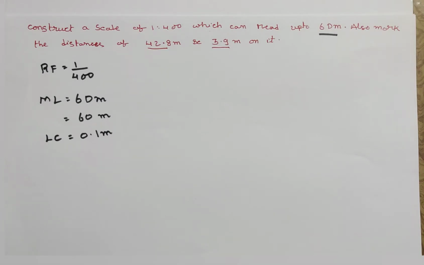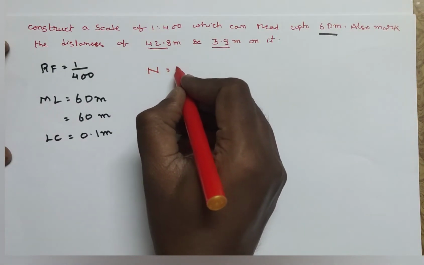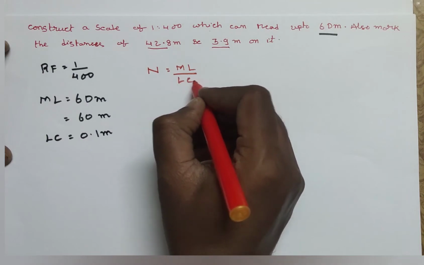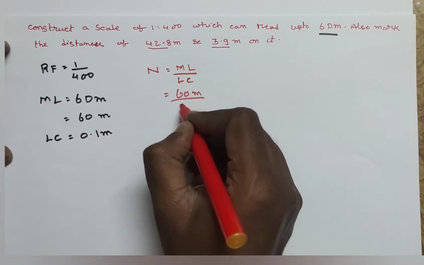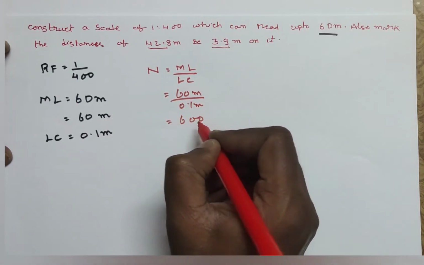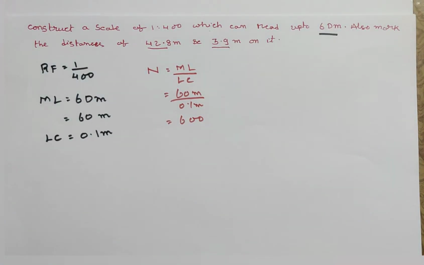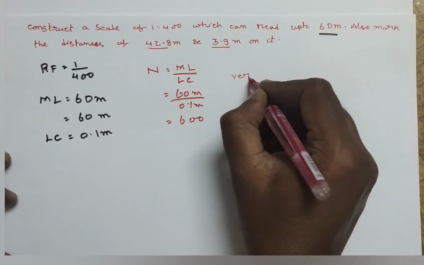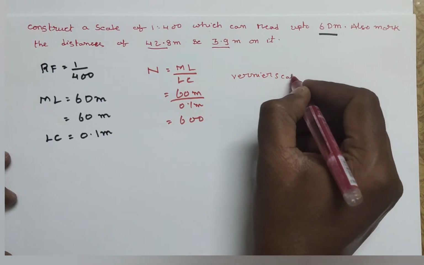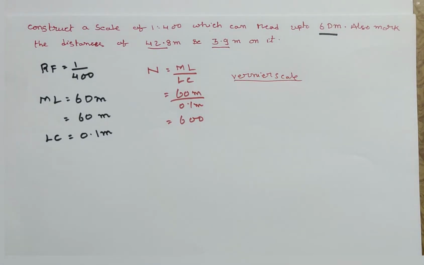So for that, let us consider capital N. So what is capital N? Maximum length by least count, that is equal to 60 meters divided by 0.1 meter, that is equal to 600. So here plane scale is not sufficient. We have to go ahead with either diagonal scale or Vernier scale. So in this case we are going to concentrate on Vernier scale. Once it is a Vernier scale, what are the elements we require? The length of the scale is required, N1, N2 are required, and N3 is also required for us.